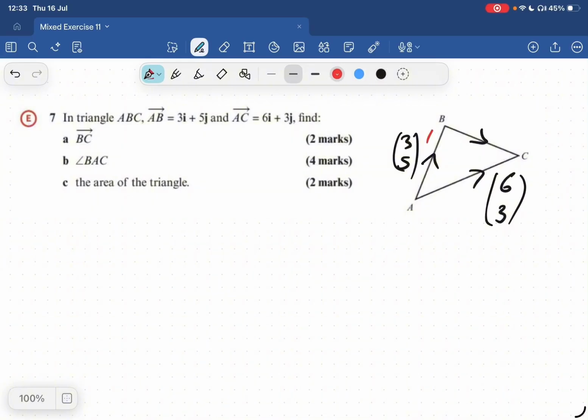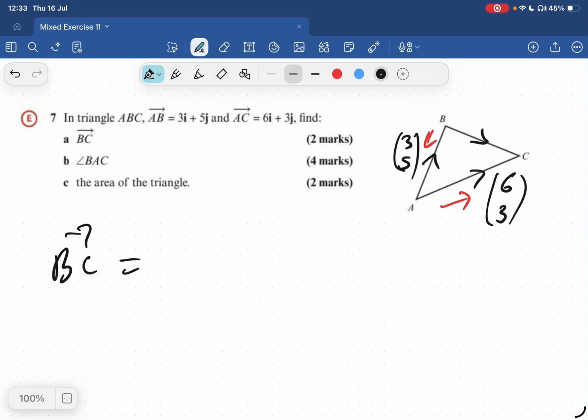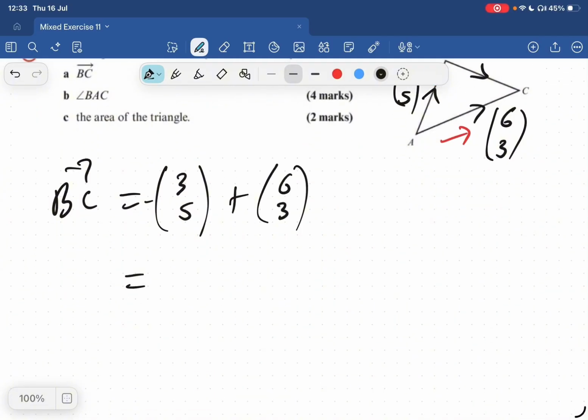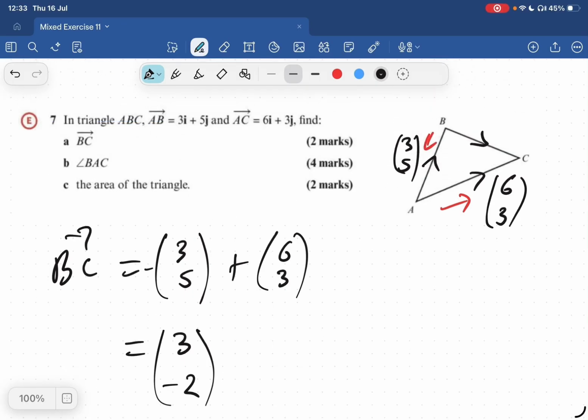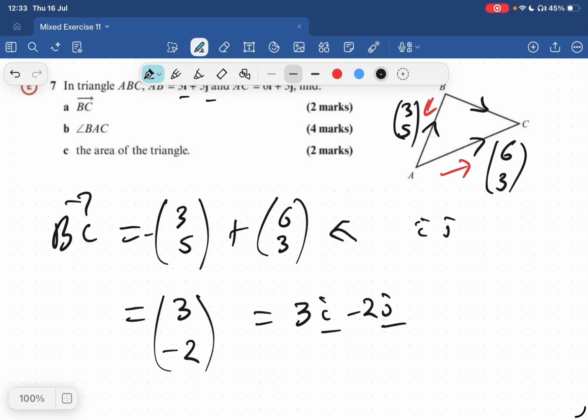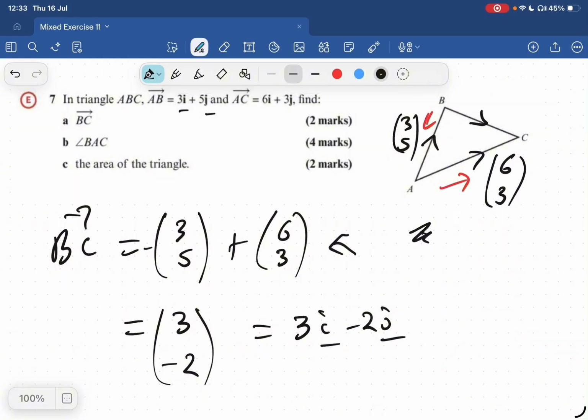Okay, we need to go against the grain here, and then we're going to go with the grain there. So B to C is going to equal (-3, -5) plus (6, 3), which is going to equal (3, -2). Okay, and if the question gives you it in i and j, then it's always good to convert back to i and j. But when adding and subtracting, definitely use column vectors, because my i's and my j's, I always get mixed up by them. So yeah, that's what I'd recommend.